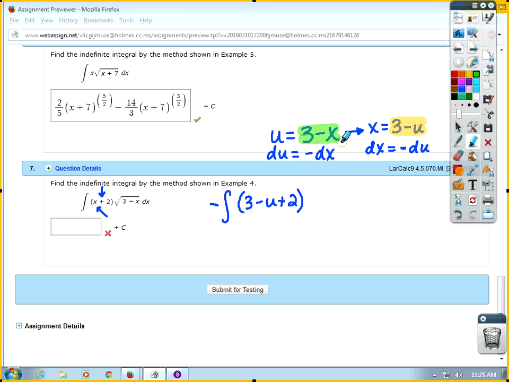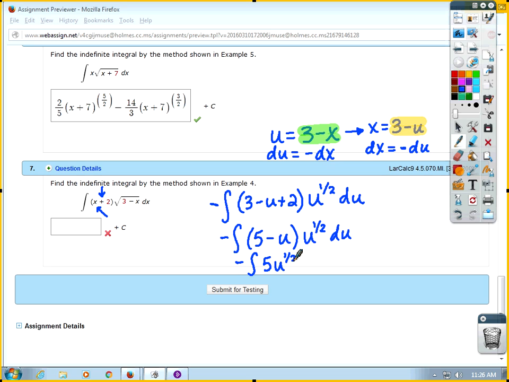And then we have the square root of 3 minus x. Well, remember 3 minus x was what we let u equal in the first place. And so that's going to be the square root of u, or u to the 1/2. And then I'm going to put my du. So dx was negative du, but I've already compensated with a negative in the front. So we can combine the 3 and the 2. So negative integral of 5 minus u times u to the 1/2 du.